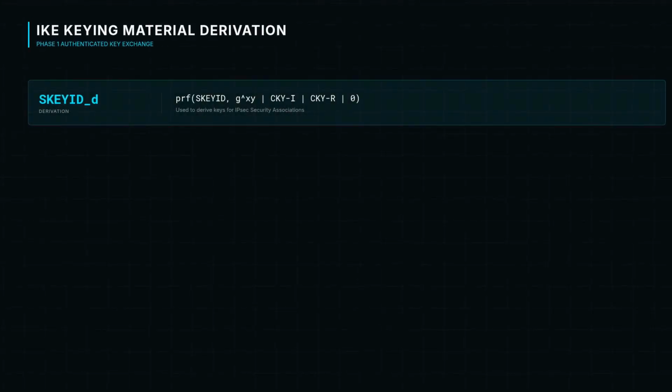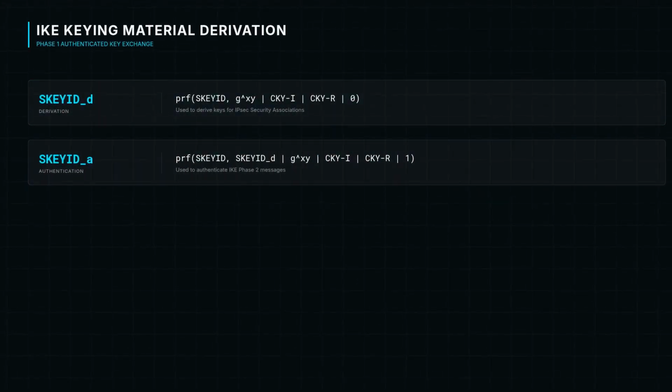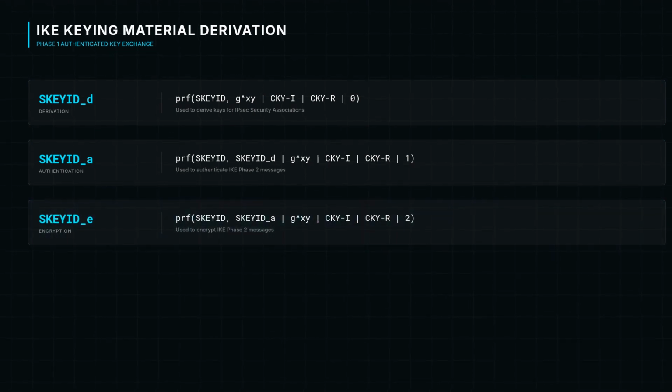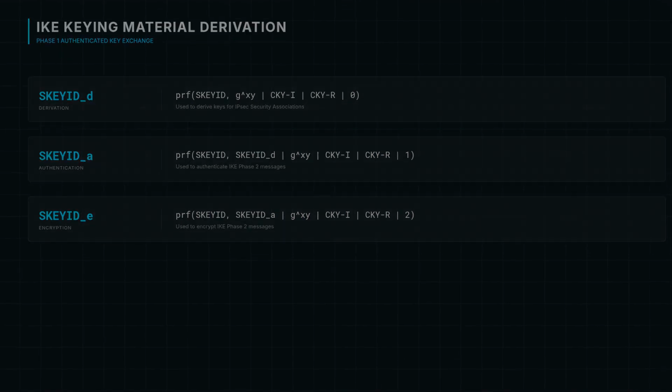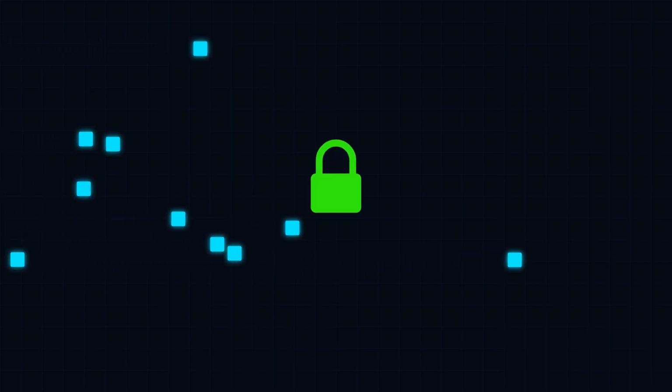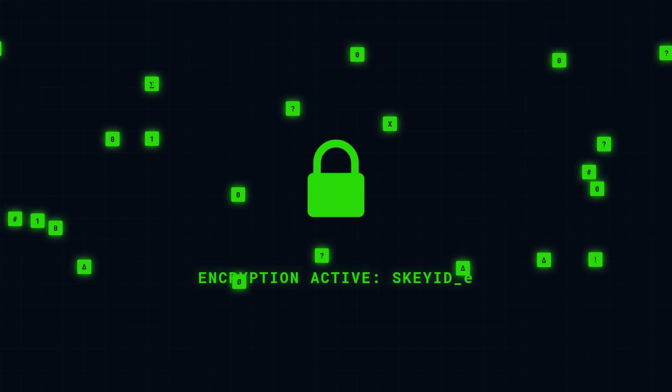Using the shared secret, nonces, cookies, and authentication method, both peers derive their internal keys. They calculate SKEYID_D for derivation, SKEYID_A for authentication, and SKEYID_E for encryption. From this point forward, IKE messages are secured using SKEYID_E.